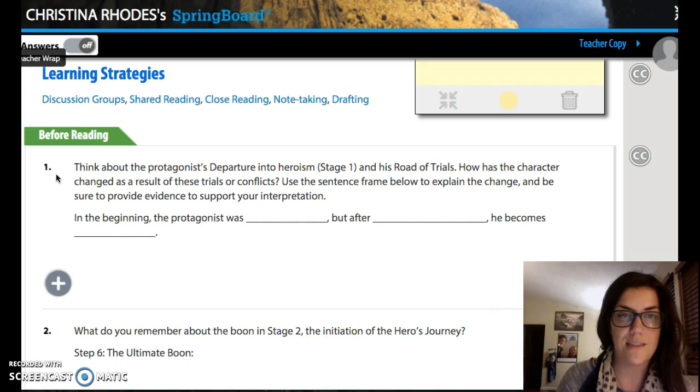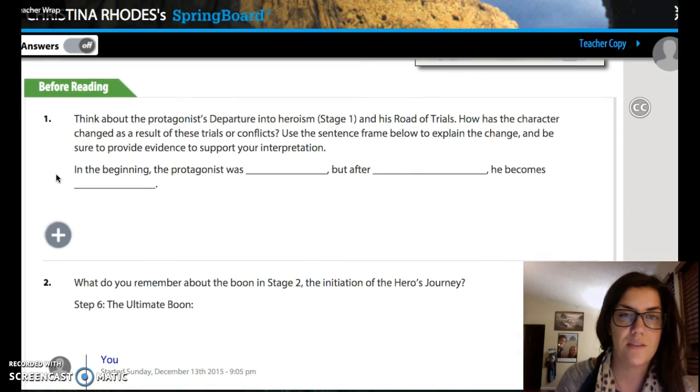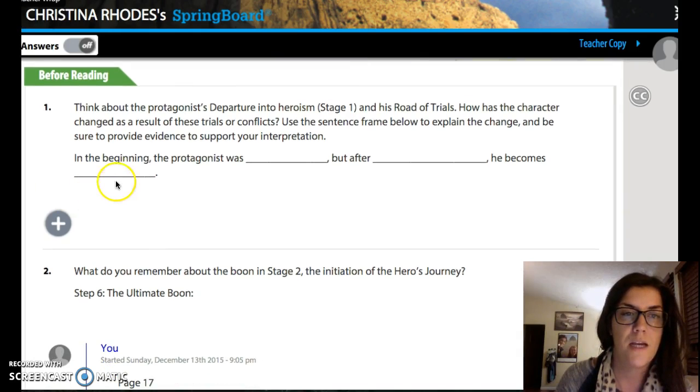Before we read, it says, think about the protagonist's departure into the heroism stage, stage 1, and his road of trials. How has the character changed as a result of these trials or conflicts? Use the sentence frame below to explain the change, and be sure to provide evidence to support your interpretation. In the beginning, the protagonist was blank, but after blank, he becomes blank. Please fill that out now with your shoulder partner.